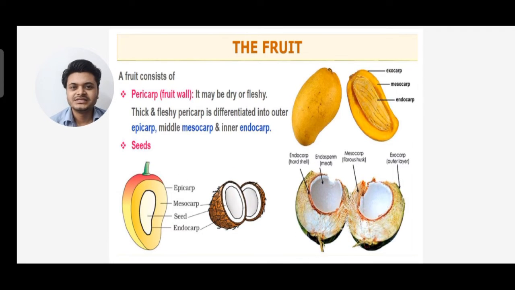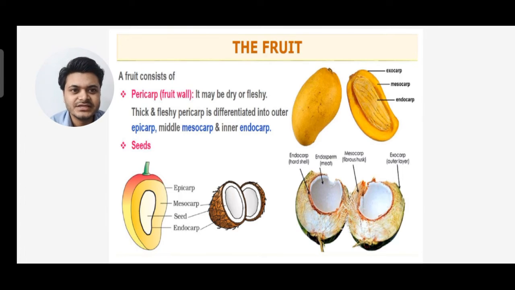Now a fruit consists of a pericarp and seed. Pericarp is also called the fruit wall. It may be dry or fleshy. A thick and fleshy pericarp is differentiated into outer exocarp, middle mesocarp and inner endocarp. You can see the structure of the fruit. Three different labelings are given: outer exocarp, middle mesocarp and inner endocarp.